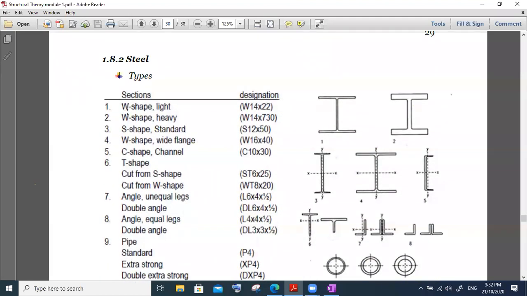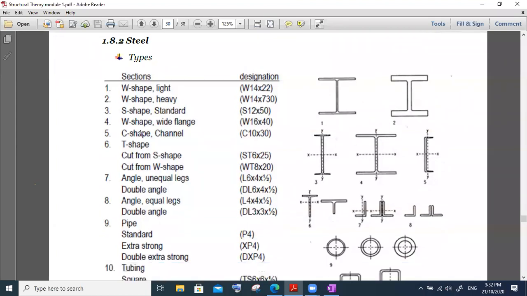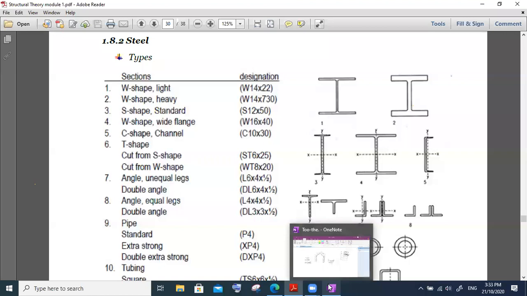Types of steel: we have the W shape, the wide flange. The S shape, it doesn't look like an S, it looks like this, the standard S shape. And here we have a wide flange, number 4, let's look at the figure. And the C shape, what we call the channel, commonly called C purlins. Those C channels are the channels.